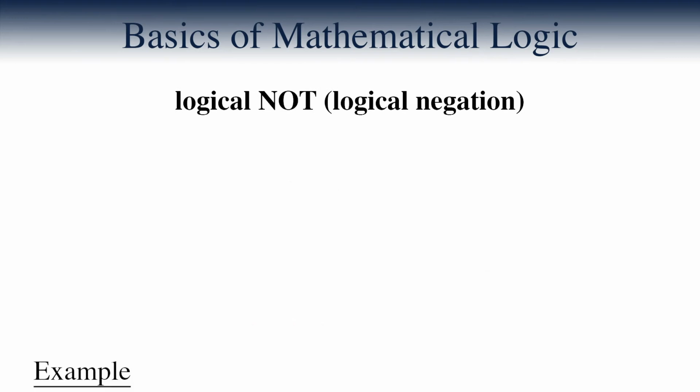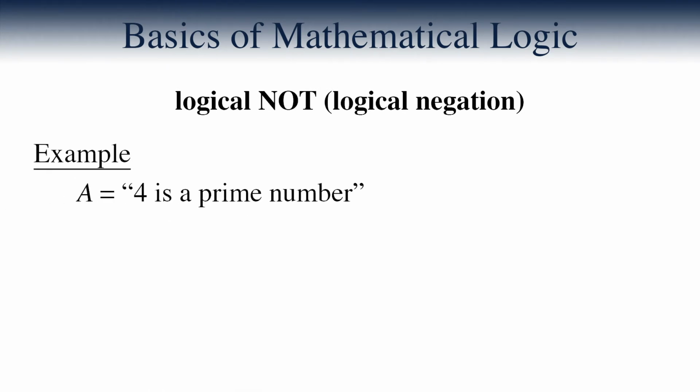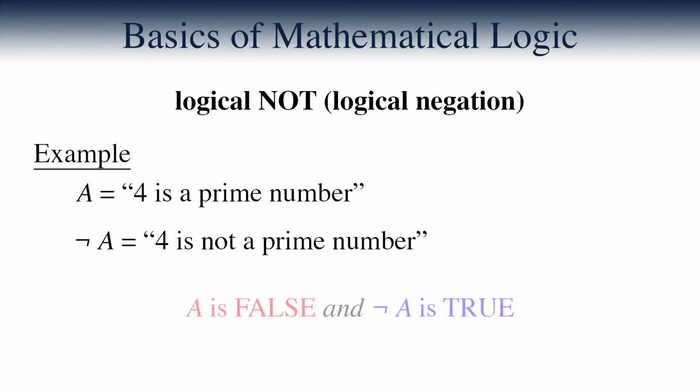Let's check an example together. We define proposition A to be, 4 is a prime number. Then, proposition not A is, 4 is not a prime number. Therefore, we can claim that proposition A is false, and proposition not A is true.